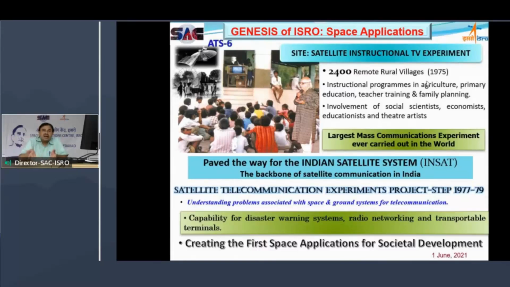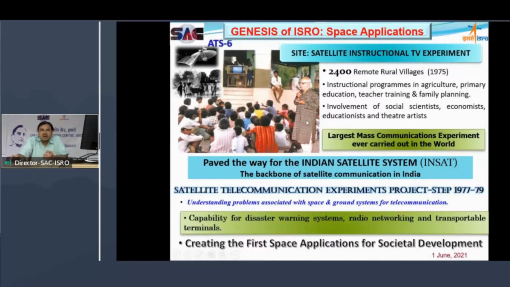We didn't have a satellite at that time in 1975. So we hired an American satellite called ATS-6, and that paved the way for what we are seeing today, ISRO. This was the beginning of ISRO, and you are seeing the picture of another eminent scientist of ISRO, who also worked as a director of my center, Space Application Center, Professor Yashpal.